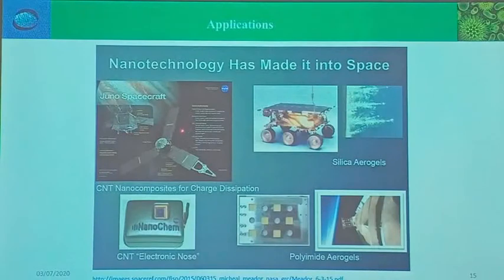Here we can find different smaller signal processing antennas, some micro devices, and spacecraft. They are using that to miniaturize or minimize the size of the spacecraft and to make better performance. NASA is already using the nano electronics concept. Some silica aerogels are used for shielding purposes. They have already started to use some nanocomposites for charge dissipation, and polyimide aerogels.